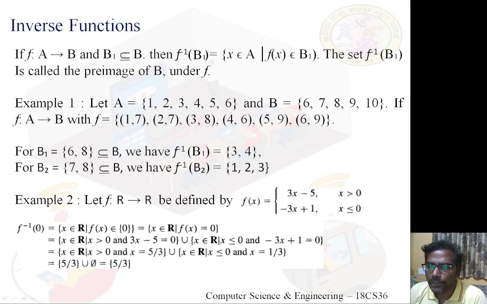When I look at function f, I see that for element 3 of domain A, 8 appears as an image, and for element 4 of domain A, 6 appears as an image. So for the elements 3 and 4 of domain A, 8 and 6 appear as an image. So f inverse of B1 is {3, 4}.